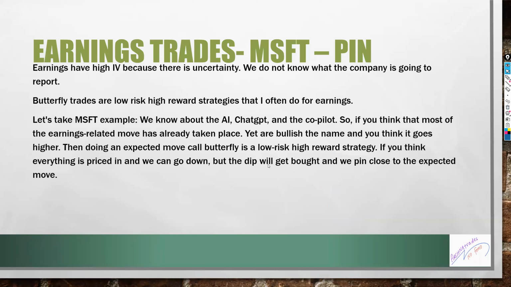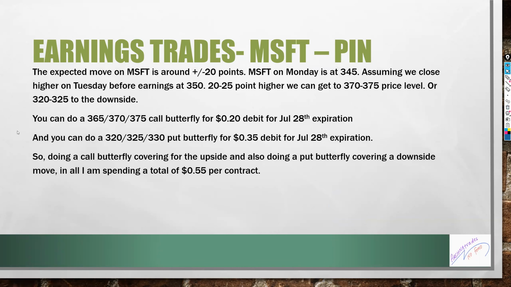So let's see what it is. The expected move we talked about. You could do a 365, 370, 375 call butterfly for 20 cents debit for this Friday. And you can do a 320, 325, 330 put butterfly for 35 cents debit for July 28th expiration.